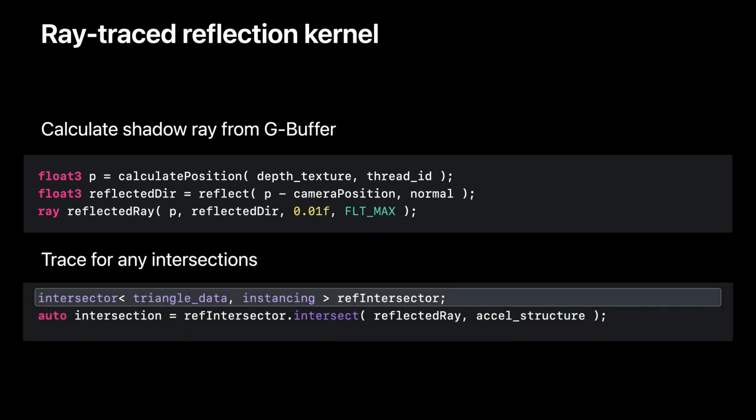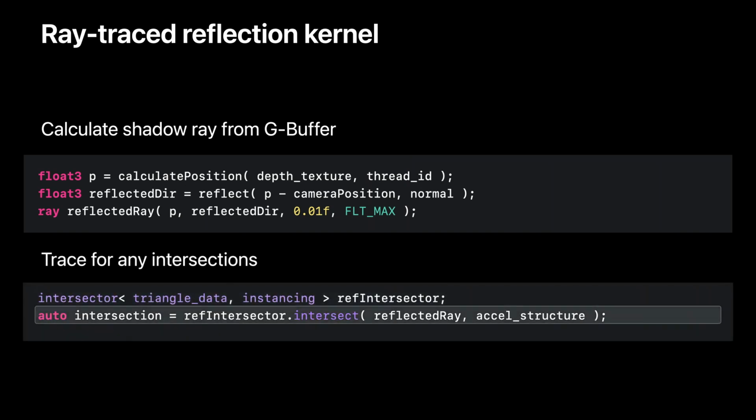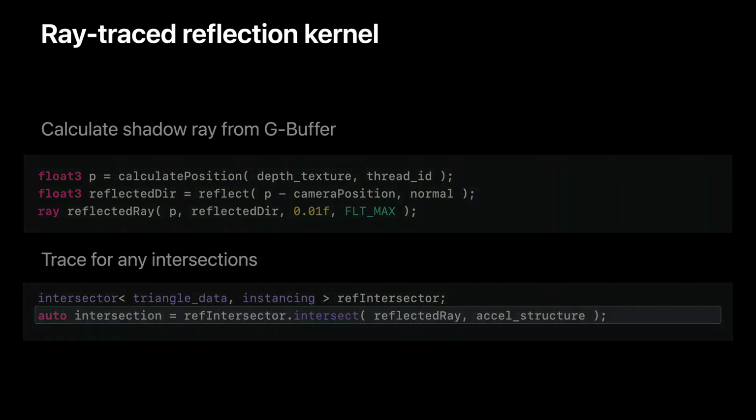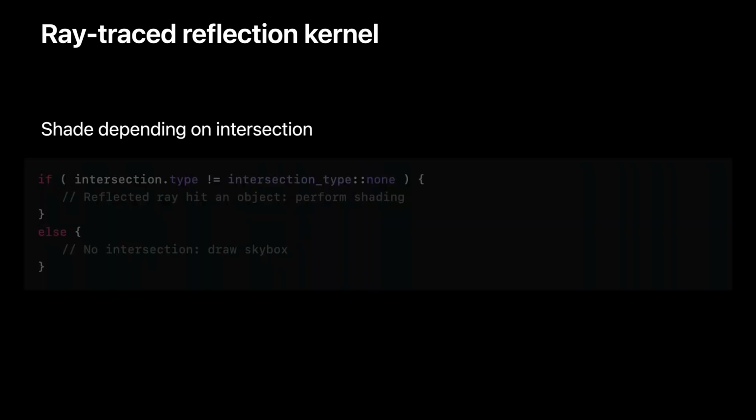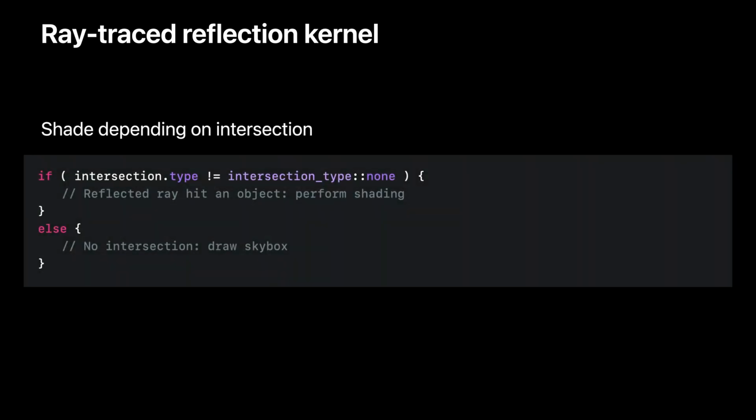Next, we create our intersector and trace our reflected ray. If we hit an object, we now shade that point to produce the reflection. If the intersection missed all objects, we can just sample a skybox and return its color to simulate a reflection that's showing the sky. Note that the shading is performed directly in the compute kernel for this technique.